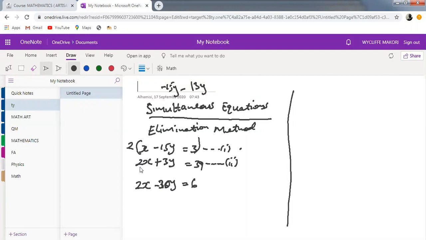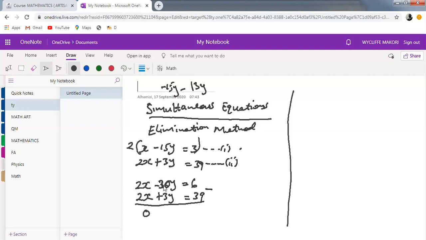And then the second equation, we are not going to change it in any way because it is already 2x, so we just write it the way it is: 2x plus 3y is equals to 39. One thing you realize now, because of the two x's we have here, we can simply subtract them to make them 0.